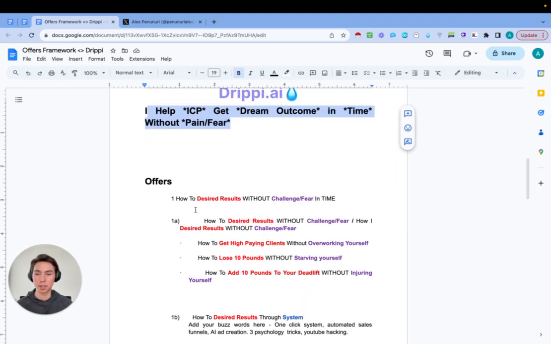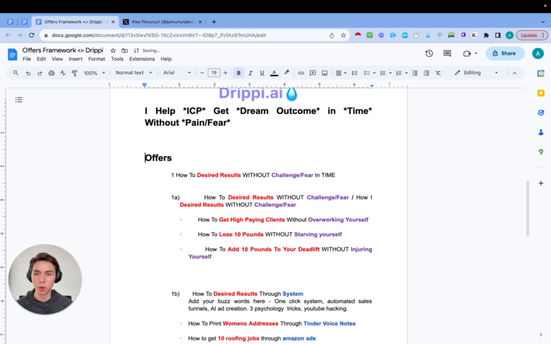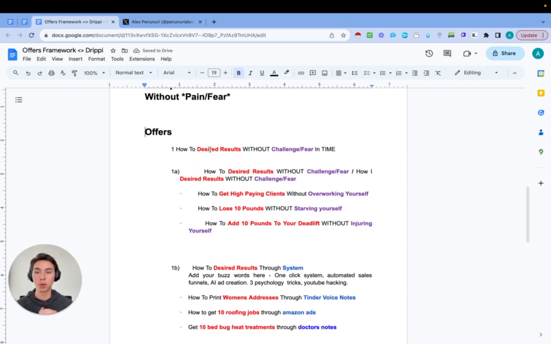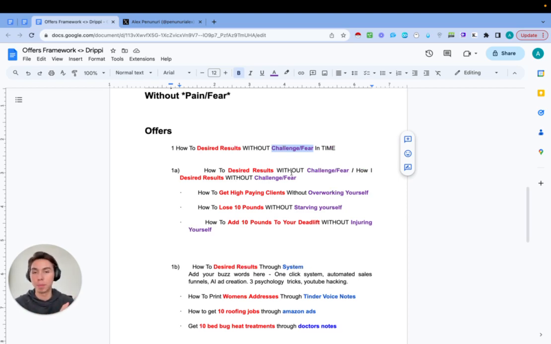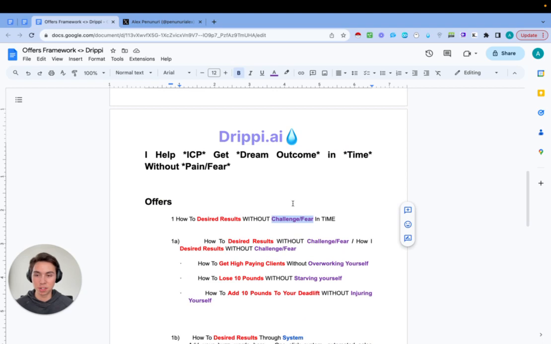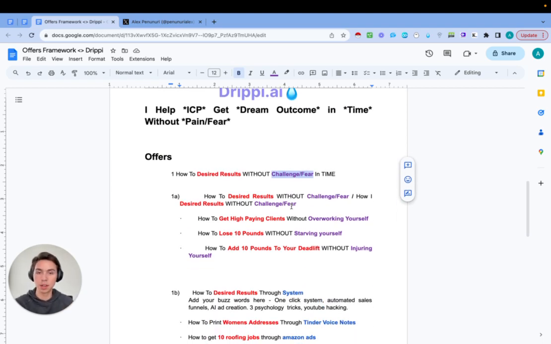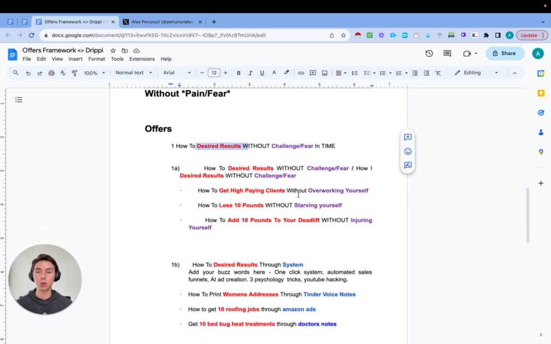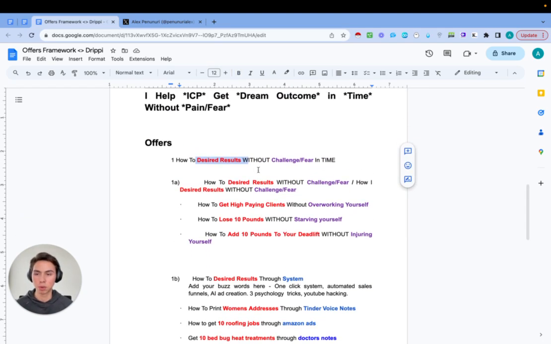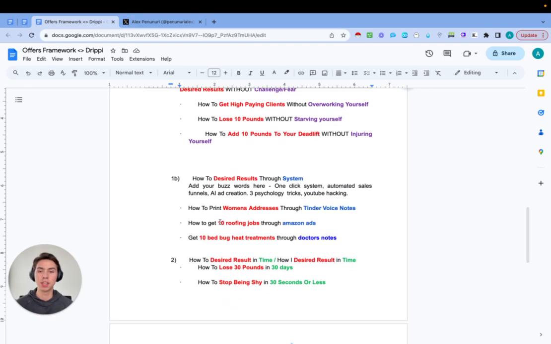So here's some examples of that, right? And just other ways to word it that you can just plug and play with whatever your desired results are, without challenge and fear in a specific time frame that might fit with your specific offer and ICP, right? So how to get desired results without paid ads, without hiring, without something that people don't want to do. So it's challenge, fear, or effort and sacrifice, in time, right? So you always want to do the in time because people know when they can expect said result, okay? And so just feel free to go through these. These I got from one of my mentors. Just feel free to go through these, plug and play.